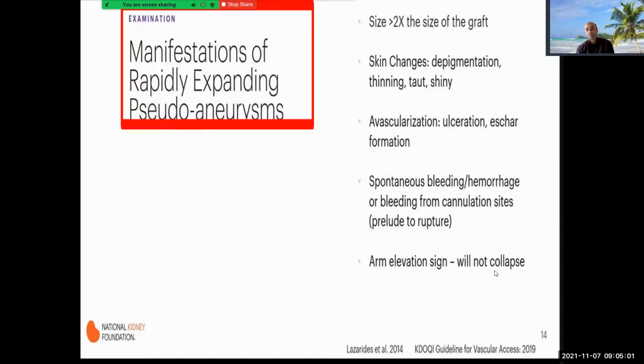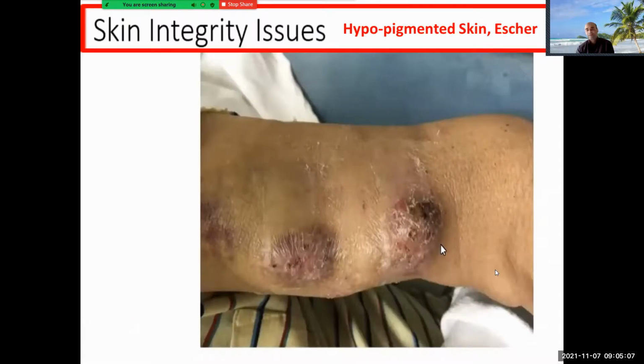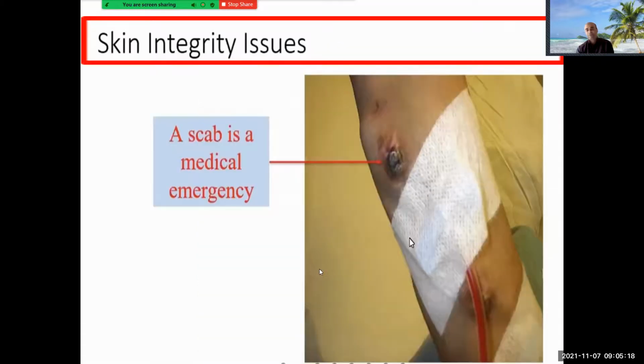Arm elevation sign: it will not collapse. With arm elevation, it does not collapse. This is a pseudoaneurysm. Skin integrity issue, hypopigmented skin, eschars. This is hypopigmented here with eschars. I think here the skin is not healing well and is at high risk for rupture too.